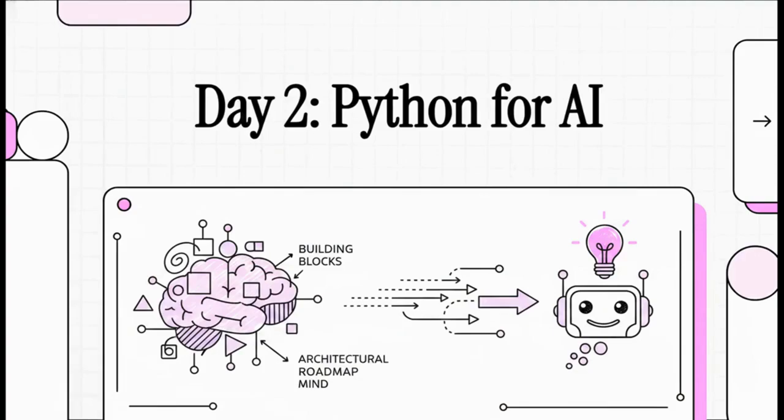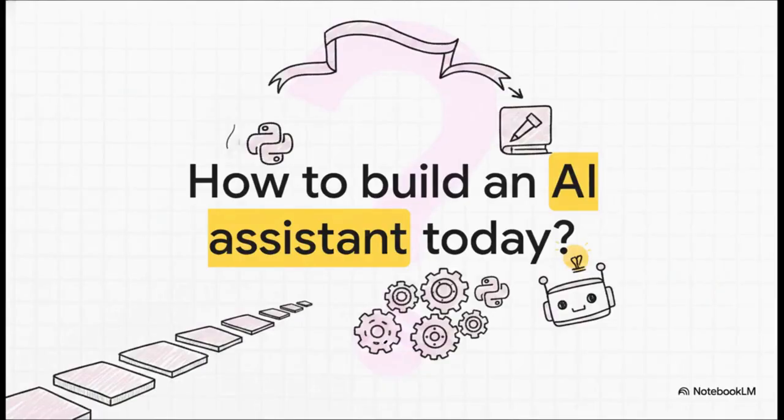Today we're diving right into a Day 2 syllabus for Python for AI engineers. But look, instead of just reading off a dry list of programming terms, we're going to unpack this into an actual architectural roadmap. We're looking at the exact building blocks you need to give a machine a mind of its own. So, what does it actually take to build a functioning AI assistant by the end of today? Because that is our ultimate reverse engineering goal right there.